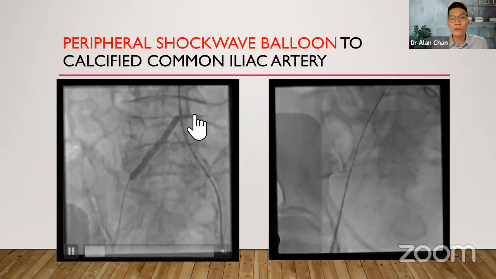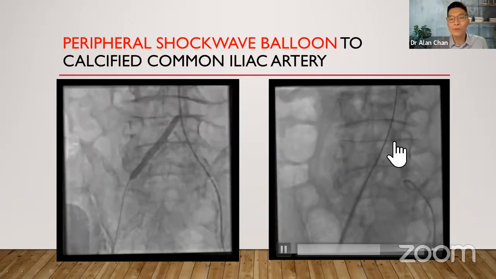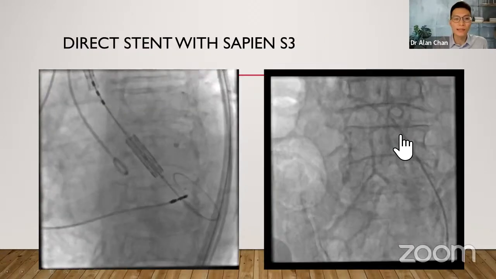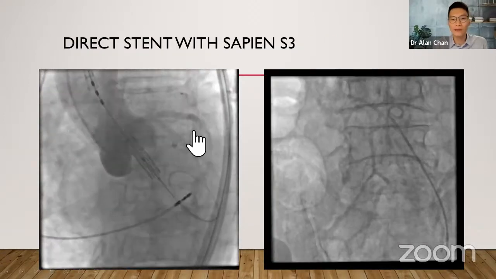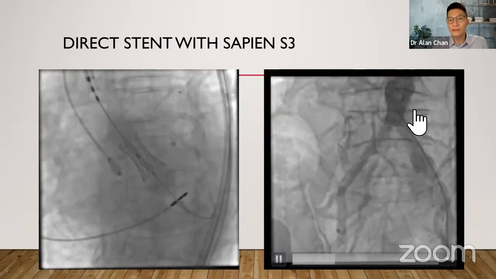We use the peripheral Shockwave balloon to open up the iliac artery before we can pull out the TAVI. This is the Sabin 1E sheath, and we direct it with a Sabin S3, and then we can achieve the satisfactory target result. So last but not least, this is the final angiogram.